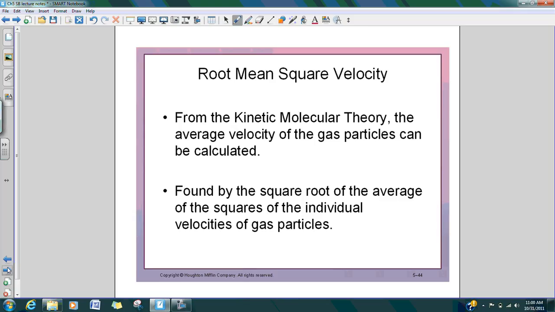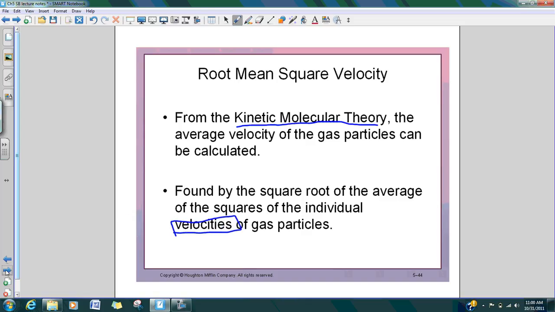All right, the root mean square is something that we aren't going to use a whole lot. There are just a couple of simple things that you need to know with this. From kinetic molecular theory, remember we're talking about the collision of molecules and how they create pressure. The average velocity of the gas particles can be calculated, found by the square root of the average of the squares of the individual velocities of gas particles. Keep in mind that the velocities of all gas particles are different because they all have different masses.